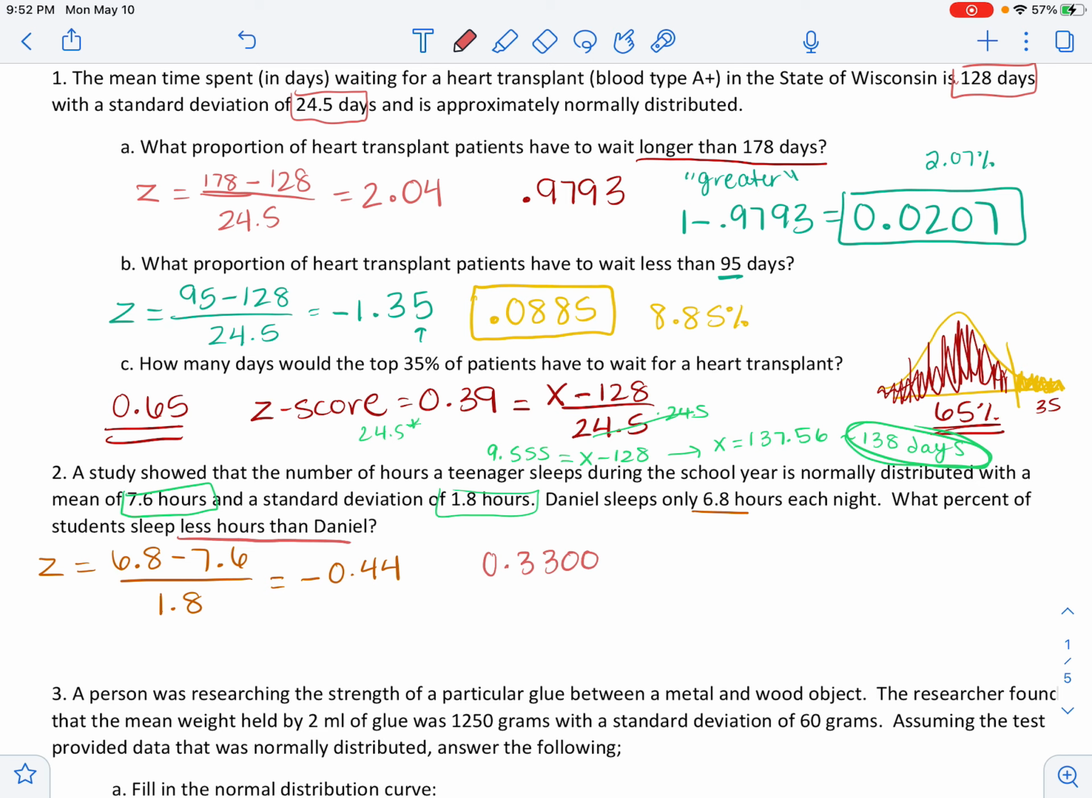But there's one last thing. This one says what percent. So in this example, you have to give your answer in a percentage. So I'm going to move the decimal place over 2, and we get 33% as our answer.